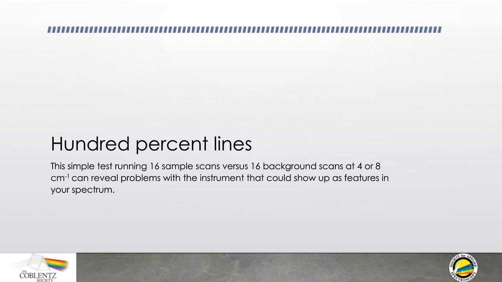So once you've looked at the single beam and said, yep, this looks like what I expect, the next thing you want to do is look at what's called a 100% line. A 100% line is obtained by running your background, typically 16 scans at 4 or 8 wave numbers, and then without putting any sample in the sample compartment, take another spectrum and ratio them in percent so that you can see what kind of features may show up on that line.